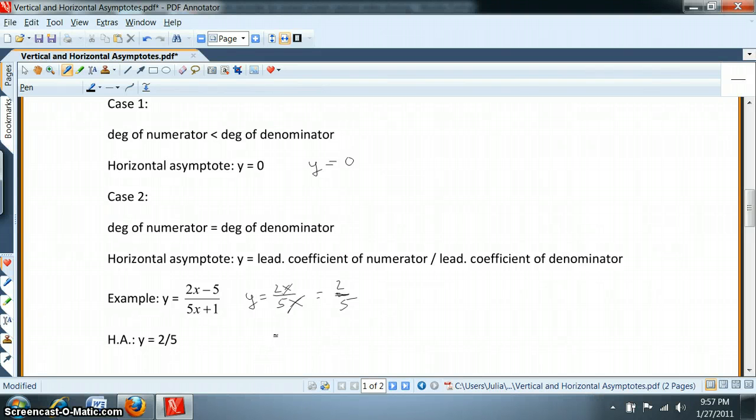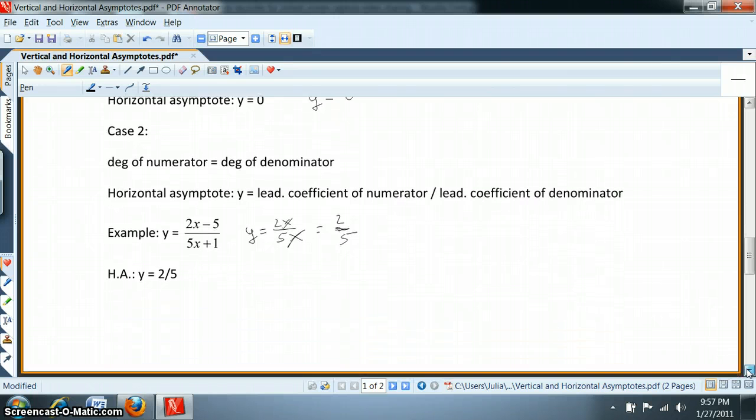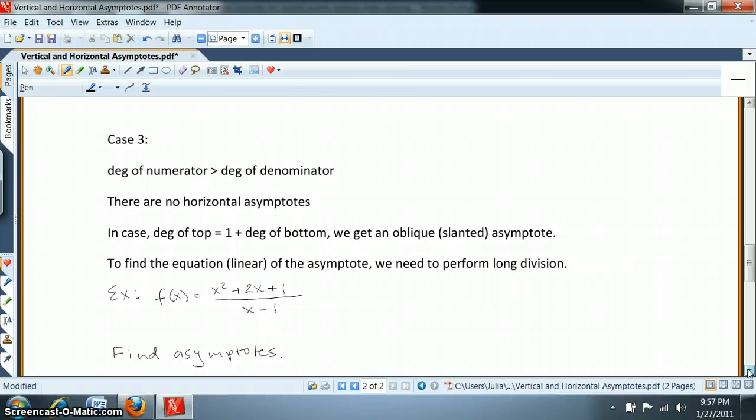So you may ask, what about case 3? What happens if the degree of the numerator is actually larger than that of the denominator? That would be the third case. Let's take a look at this next. So if the degree of the numerator is larger than that of the denominator, then there is actually no horizontal asymptote.